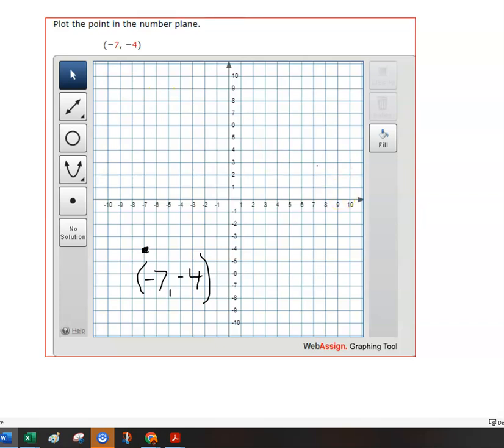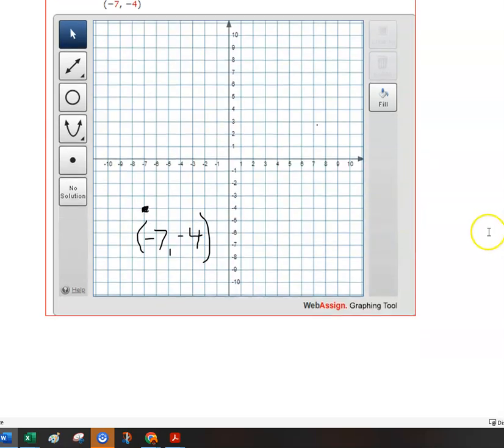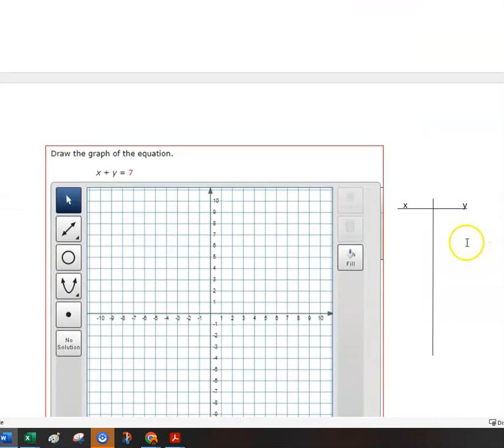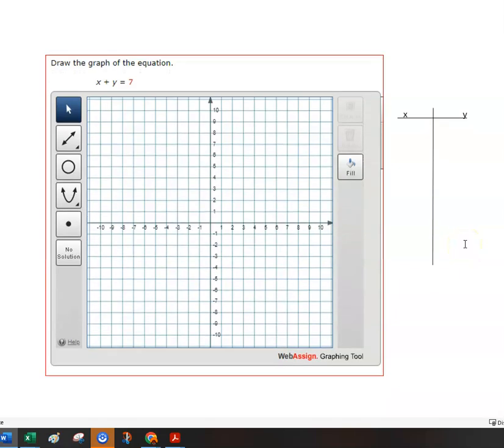Okay. Just a moment. Back to arrow. Good, there we go. Okay, scrolling down, draw the graph of the equation.